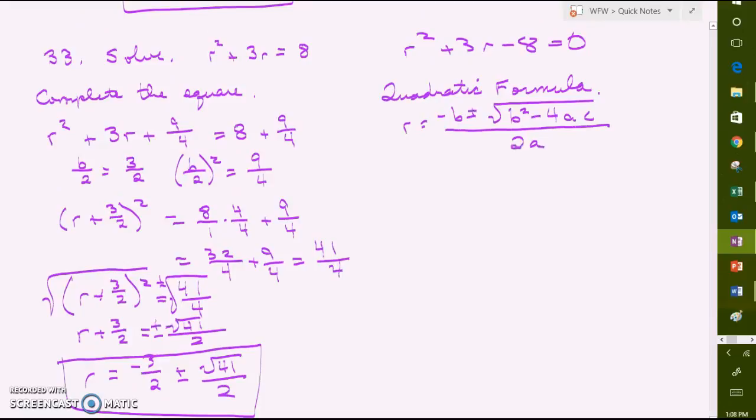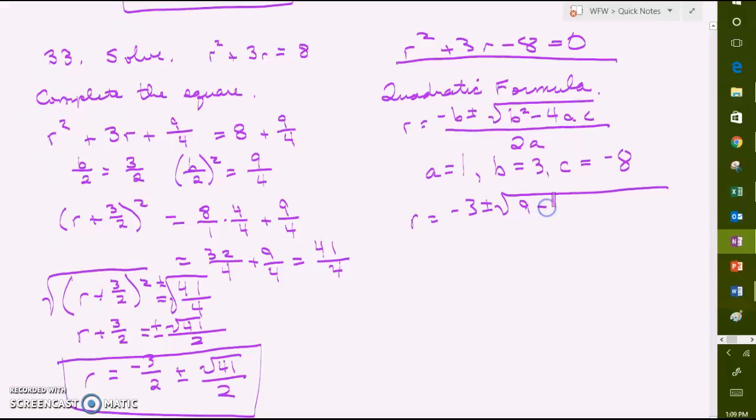Now let's do the quadratic formula, where a equals the coefficient of the squared term, b equals the coefficient of the middle term, and c equals the number. And notice you have to bring that 8 over. You have to rewrite the equation so it is equal to 0. So r equals negative 3 plus or minus the square root of 3 squared minus 4 times a times c over 2a, which is 2.